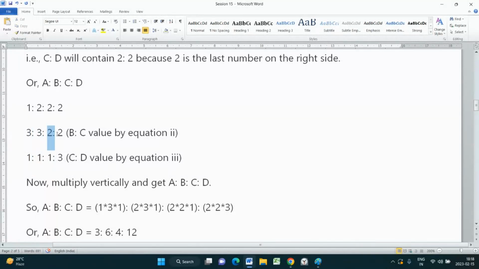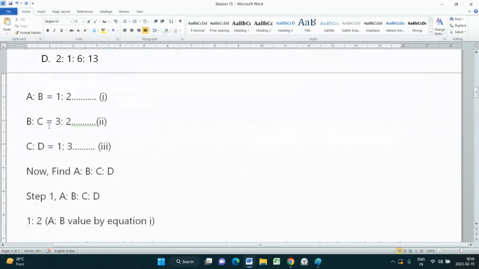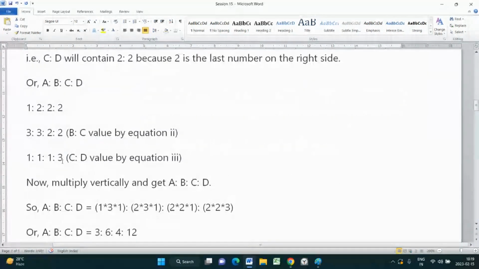If you have any number after the assumption, after substituting this, the next value, take the same and copy it here. So 3:2. This 3 is copied to A and this 2 is copied to D. Now C is to D is 1:3 from the third statement. We are taking the third statement now, C is to D, and replicating the same one for A and B on the left hand side.